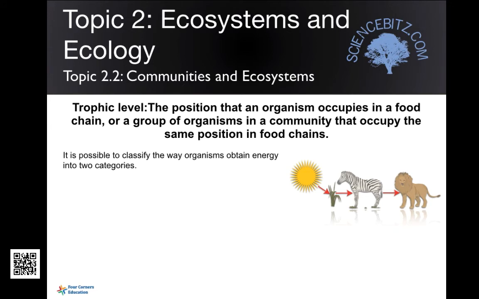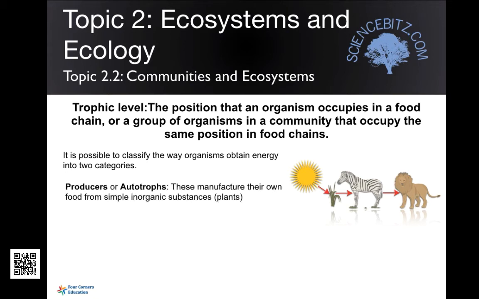Thinking about the detail, it's possible to classify the way organisms obtain energy in two categories. We either have organisms that are producers, or autotrophs, which is a better word. They self-feed. These manufacture their own food from simple inorganic substances, mainly plants. But remember, there are some autotrophs called chemoautotrophs that can actually use chemicals directly, and most of those are found very, very deep in the oceans where light doesn't penetrate.